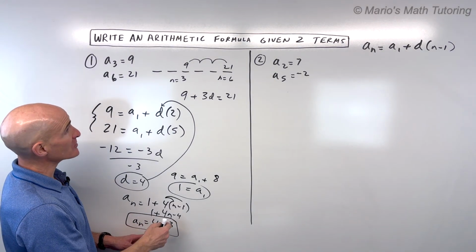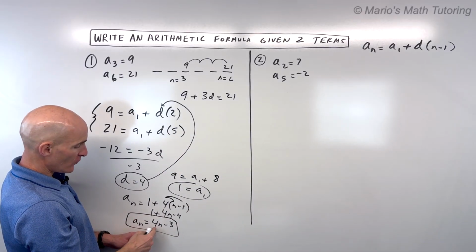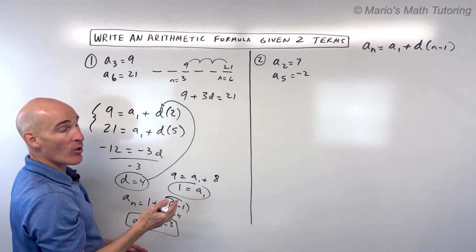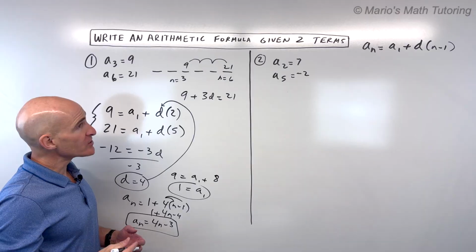Sometimes I like to test it out. So if I put 6 in, that's 4 times 6, 24, minus 3, 21. It matches. So let's look at another example.